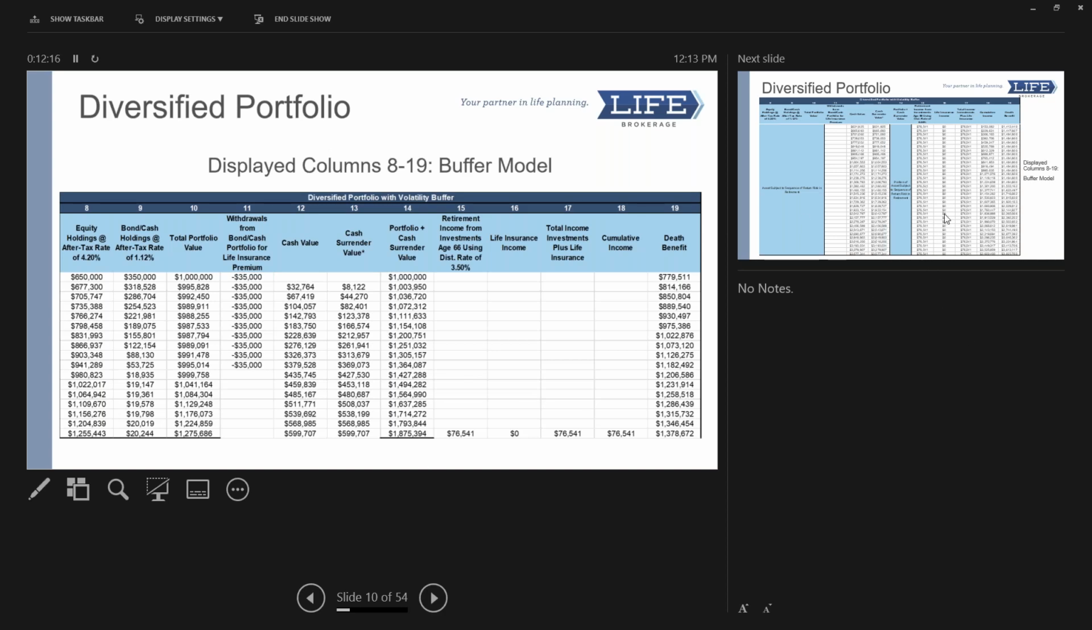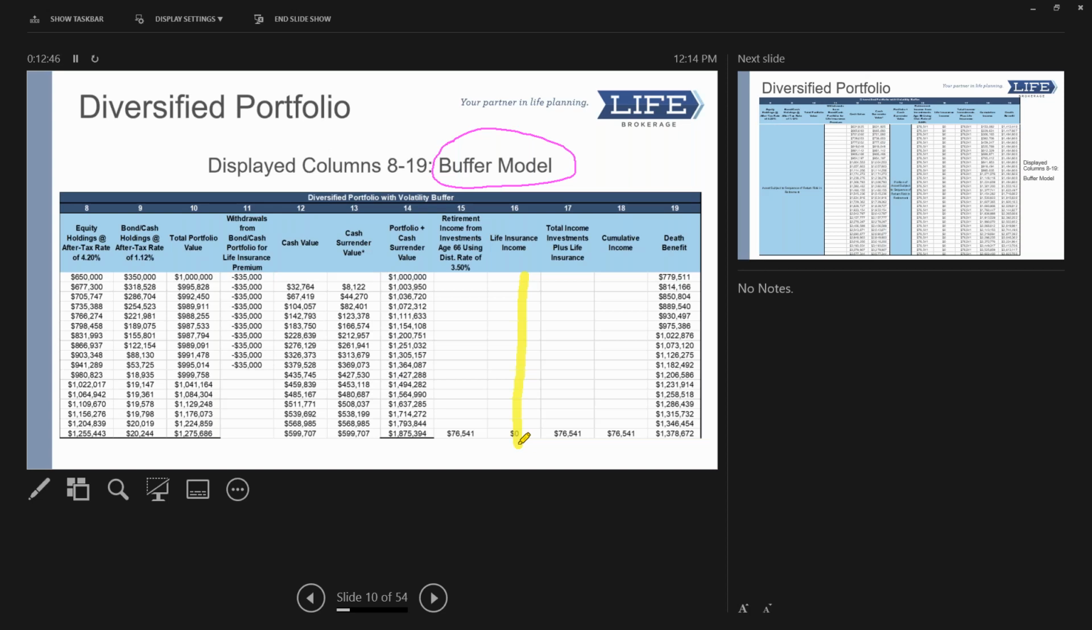This is where we start to implement Dr. Faust strategies. The buffer model shows a similar concept, except no income from the life insurance policy. The only years I will take the income from the life insurance policy are the years following a down market. I will not take systematic supplemental income from the life insurance policy.